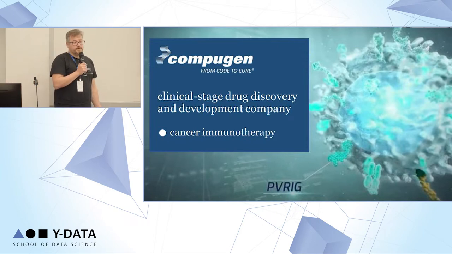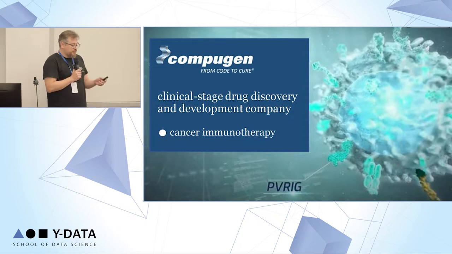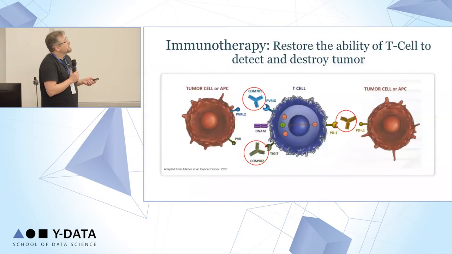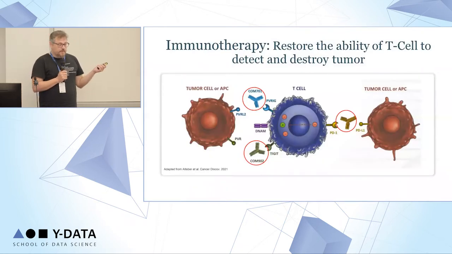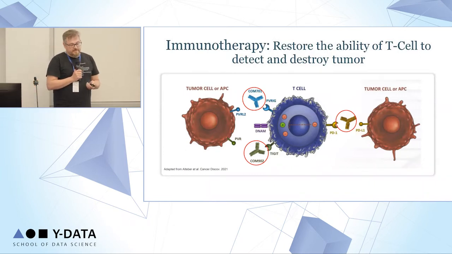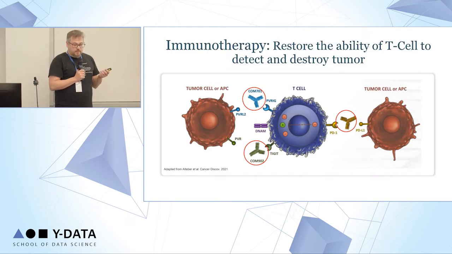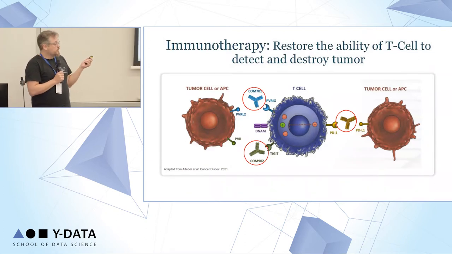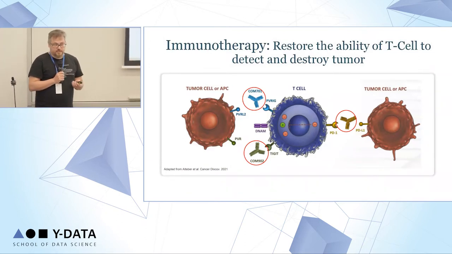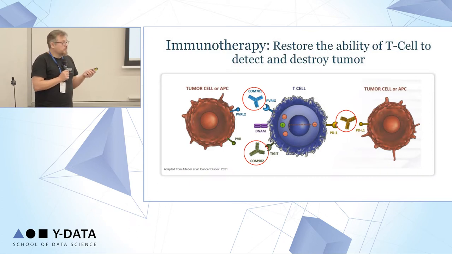Their research is to discover new drug targets in the field of cancer immunotherapy. What does it mean? In a few words, everyone knows that after COVID-19, T cells are an element of our adaptive immunity, and we also know that T cells work in tumors to detect and destroy tumor cells, but in case of cancer, this function can be blocked.